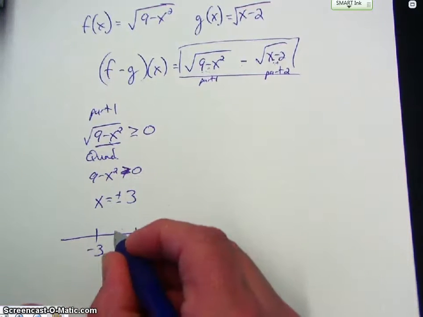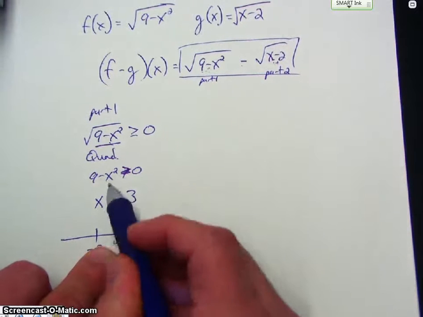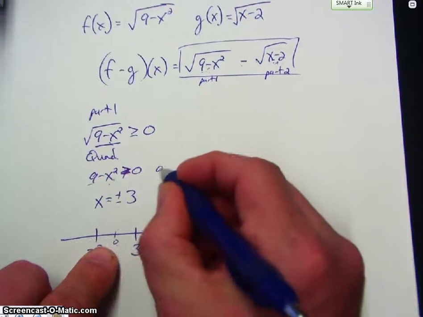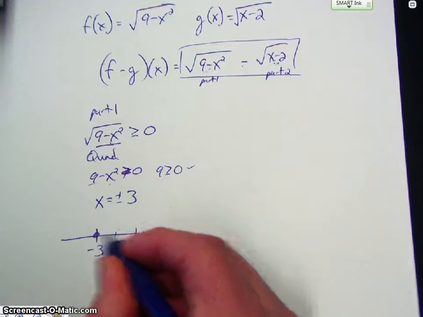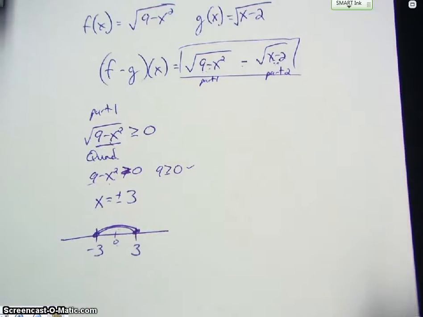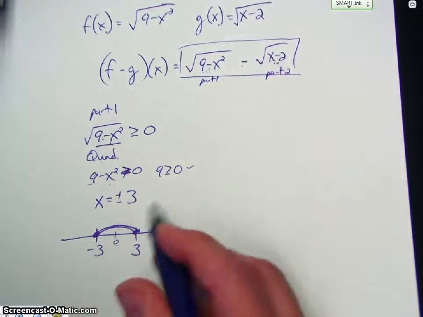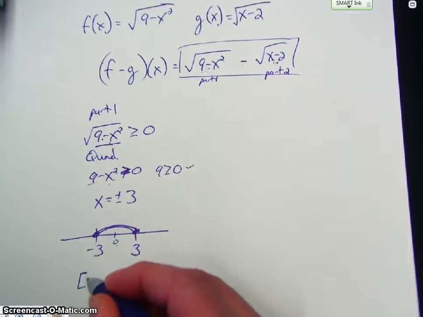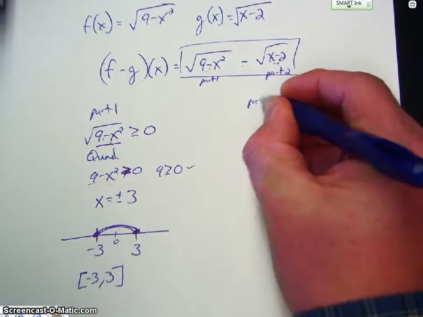So I'm going to pick the test point 0. If I plug 0 in, I get 9. Is 9 greater than or equal to 0? Yes, that's true. So that means everything between the two is correct. That will be my domain for this part, which in this case is -3 to 3.